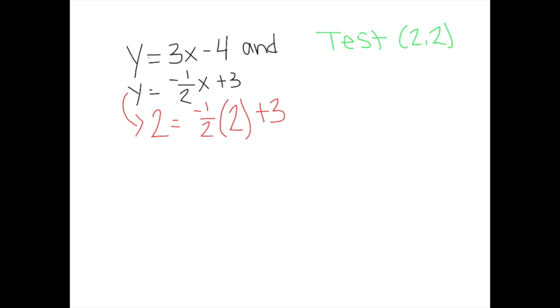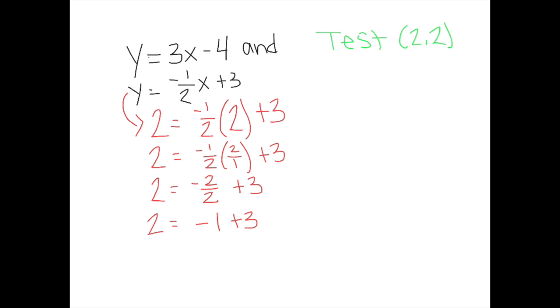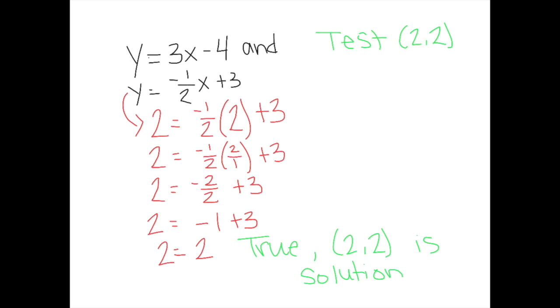Once again, we are plugging in our coordinate point (2, 2), and because I have a fraction, I plug in the x as a 2 and change it to fraction form before multiplying. I then simplify the fraction I get when I multiply it. I get 2 equals negative 1 plus 3. When I simplify that, I get 2 equals 2, which again is a true statement. So (2, 2) is a solution to this system of equations because it made each equation true when plugged in.